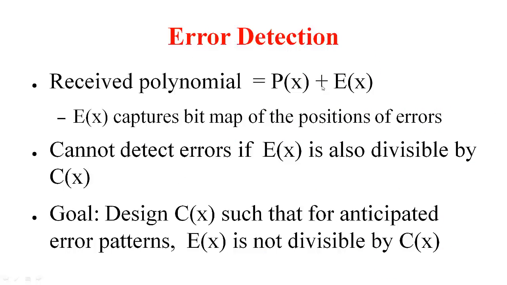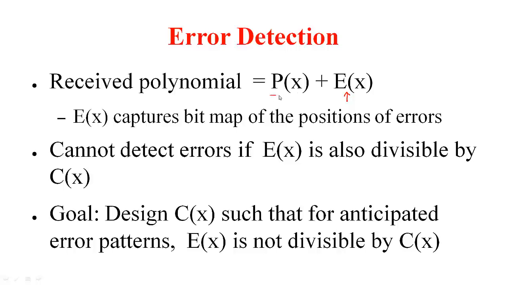So if there were errors, basically what you receive will be the transmitted polynomial plus the error polynomial, where this error polynomial captures the bitmap of the position of errors. So basically if you add this, that means in those positions where there is a 1 in E are the places where the bits got flipped in the transmitted bits.